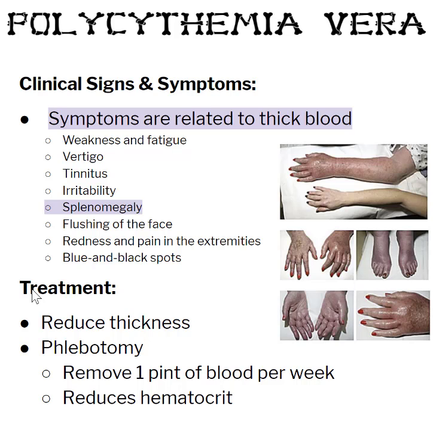Now, the treatment for polycythemia vera is to reduce the thickness, and the best way to do that is to actually remove blood from the body. So the first treatment is to remove about 1 pint of blood per week until the hematocrit reduces down into a normal range.